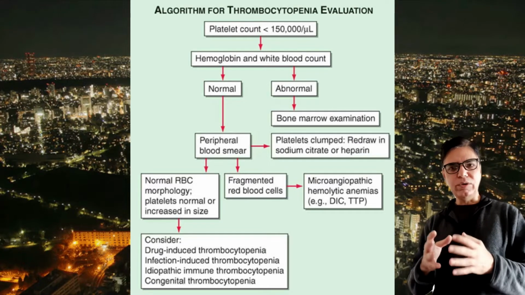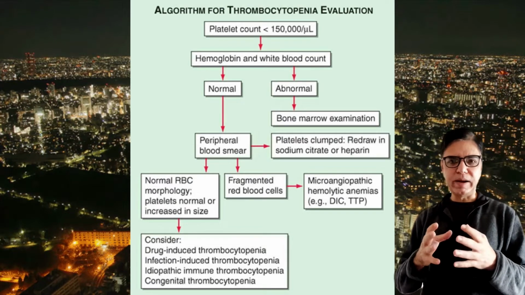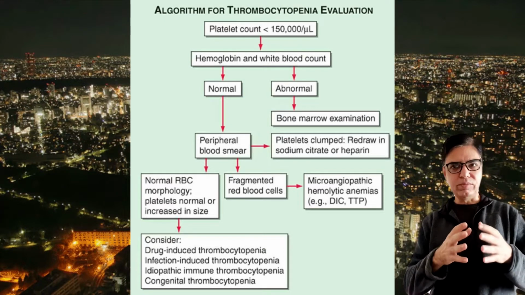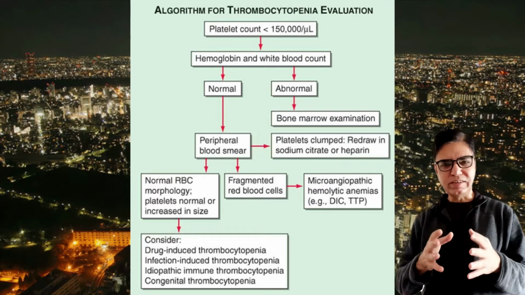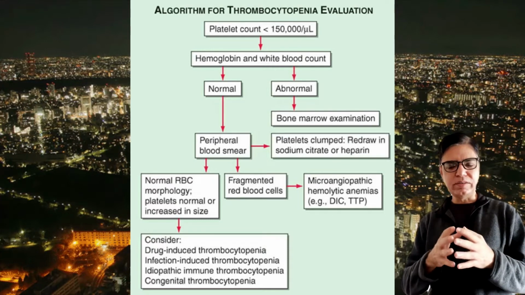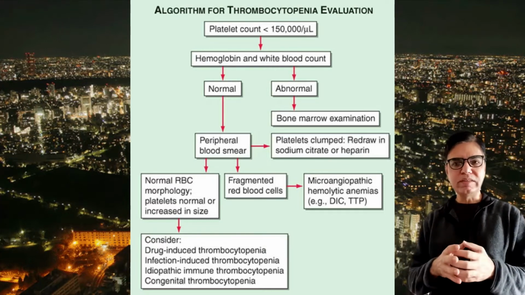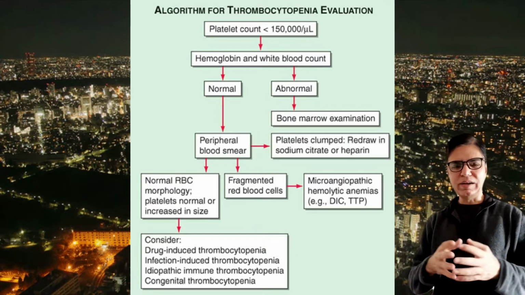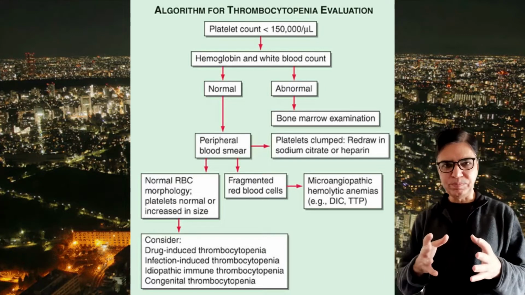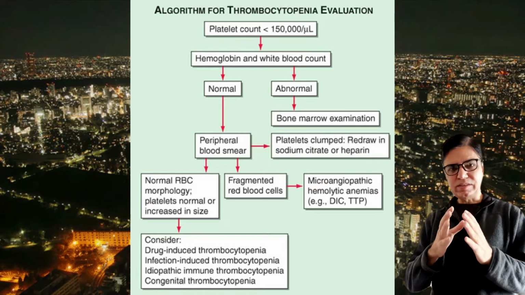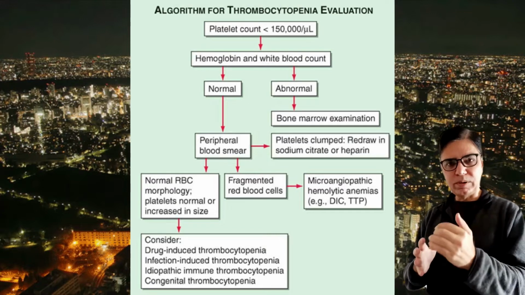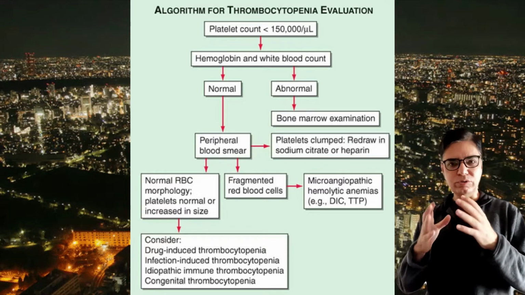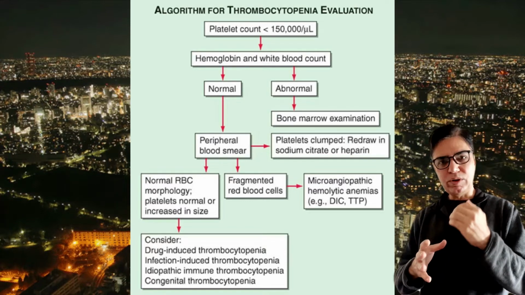Simply, you look at the other parameters, because obviously you do the platelet count as a part of the full blood count. So you would look at the hemoglobin and white blood cell count as well. Let's say the hemoglobin and white blood cell count are abnormal. Abnormal means that the hemoglobin is low, or the white blood cell count is low, or high, or deranged in any direction. In that case, the next step to further work up thrombocytopenia would be to go straight away for a bone marrow examination, because you need to know what's going on in the bone marrow.